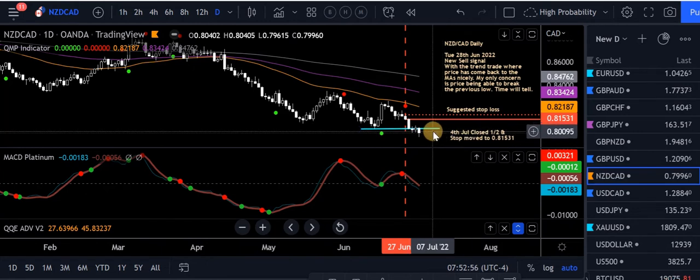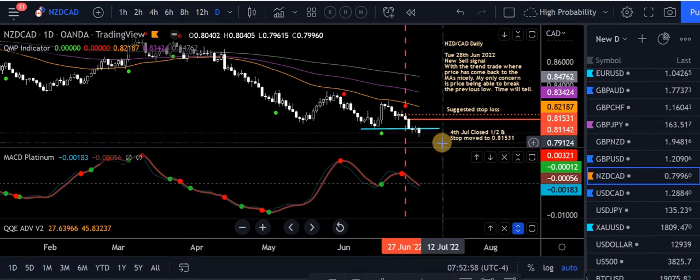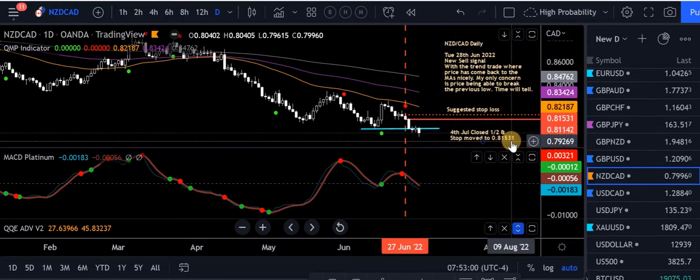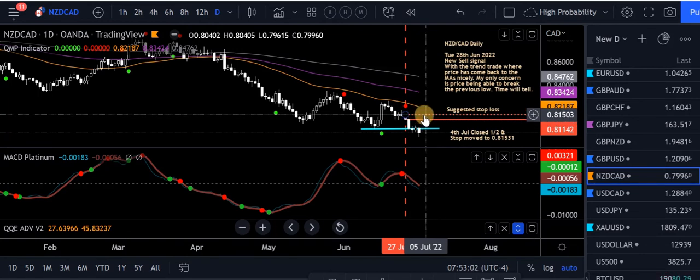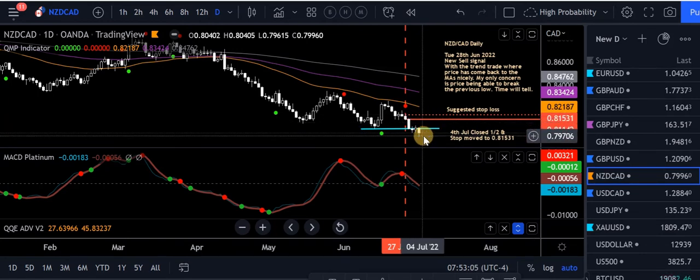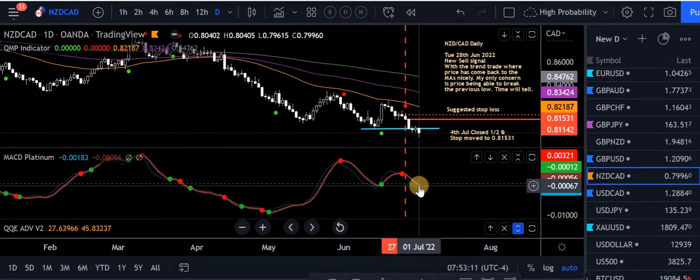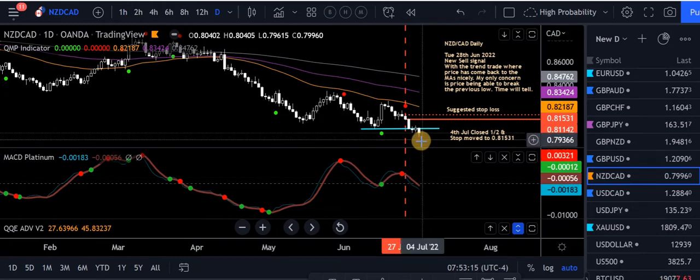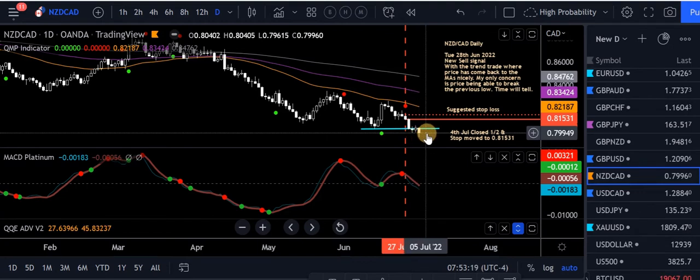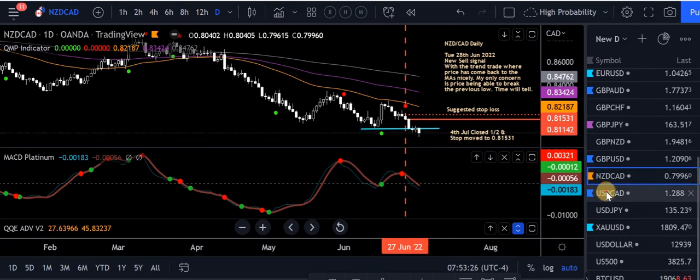Tomorrow I'm going to close half, and I'm going to move my stop down to 81531. So the stop's already been moved, so that's where the new stop's going to be. And we're closing half. We've just broke this previous low, and the MACD Platinum is through the zero level on Friday. So Monday, hopefully the market will open pretty close to where it closed. We'll close half, and I'll just bring that stop down. So we can't lose on the New Zealand CAD, so all good there.